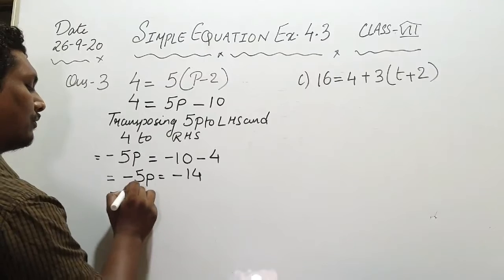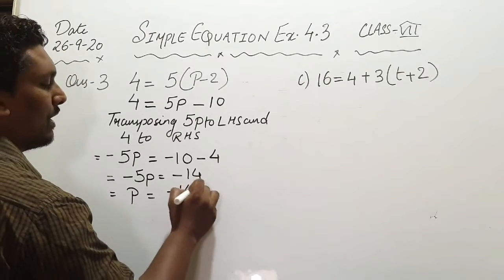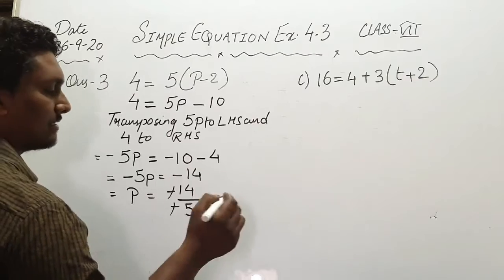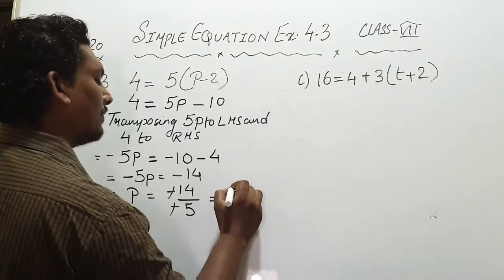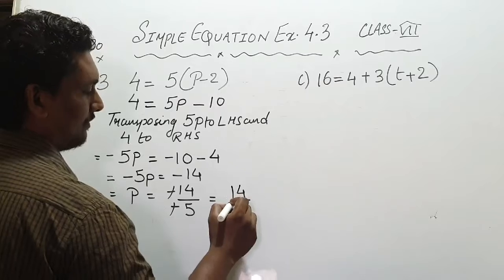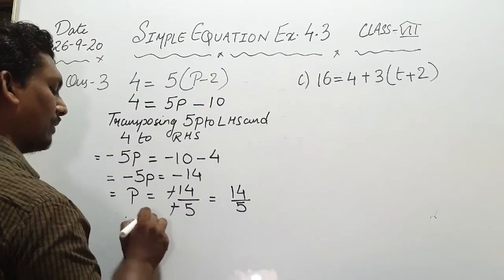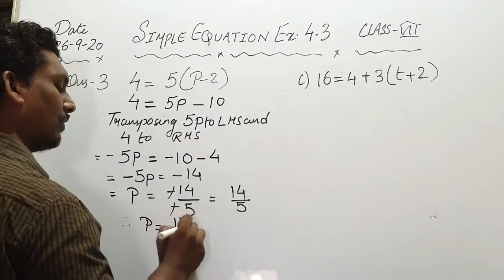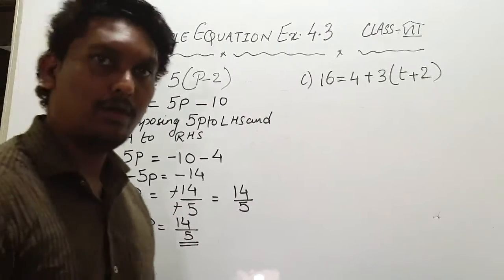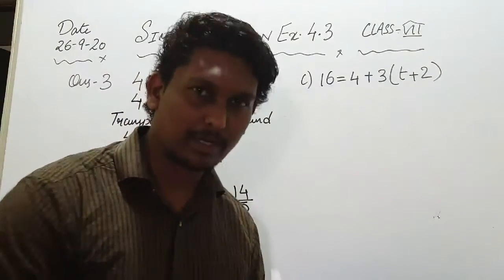So we have to find the value of p. p is equal to minus 14 by minus 5. The minus signs cancel, so it becomes 14 by 5. Therefore p is equal to 14 by 5 is the solution for this question. Hope it is clear to you. Just go through it.